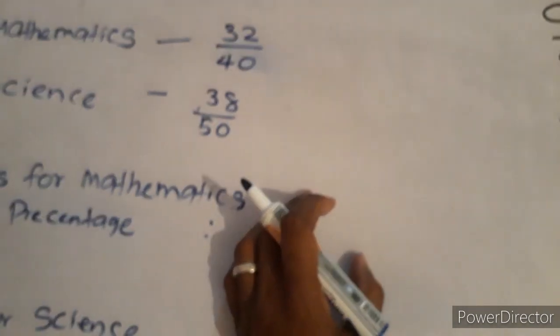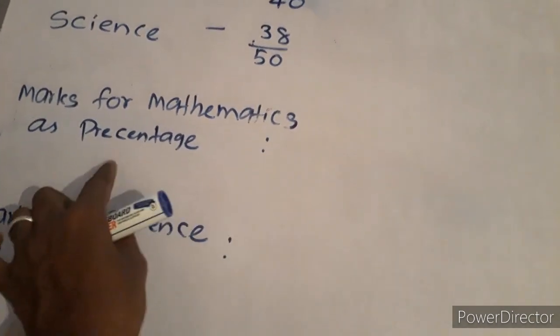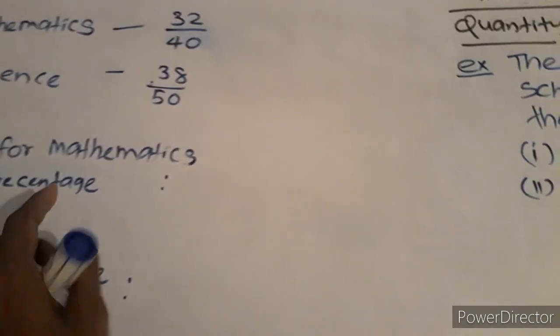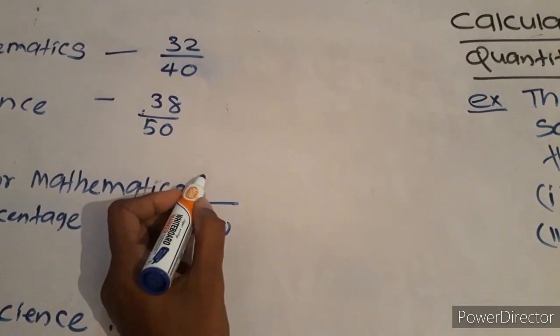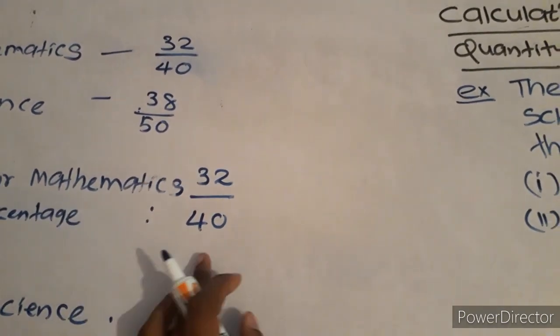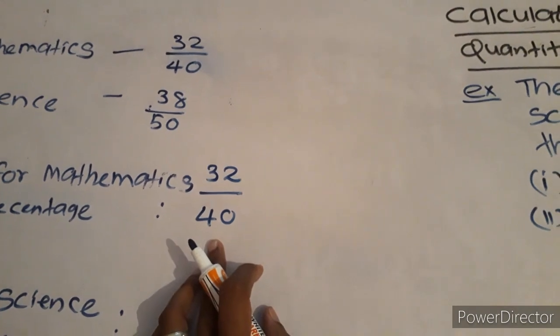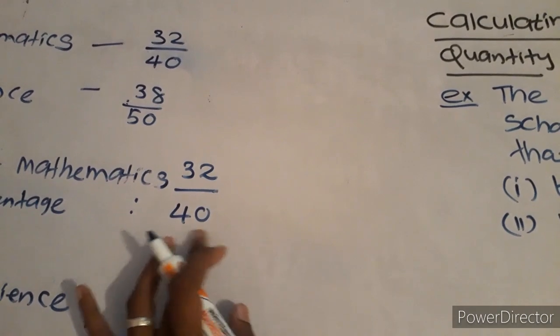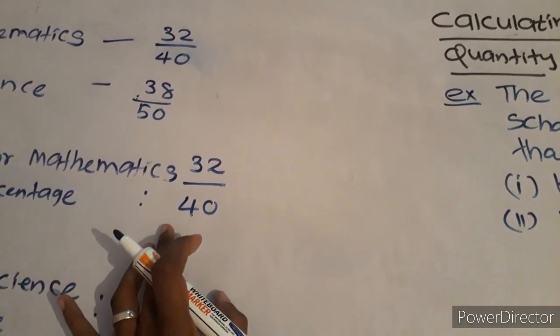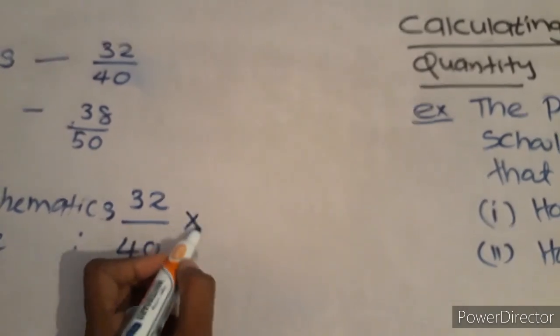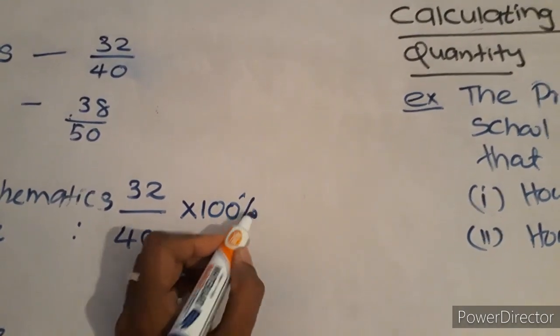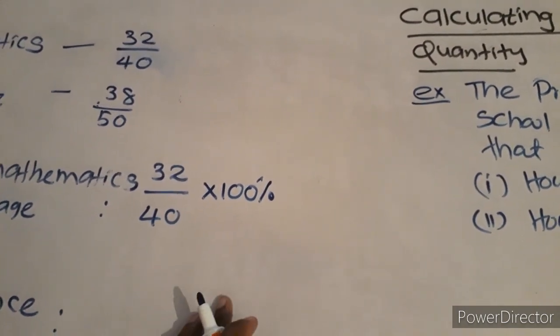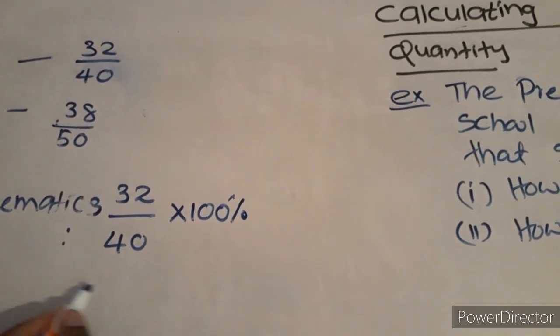Now we will see how to convert into a percentage. Marks for mathematics as a percentage. How to convert it? We have to write the fraction. Now we know how to convert a fraction into a percentage. We have to multiply by 100. We learned two methods. One method is to take the denominator as 100, or multiply by 100%. It's easy to multiply by 100%. Now we can divide and simplify the answer.